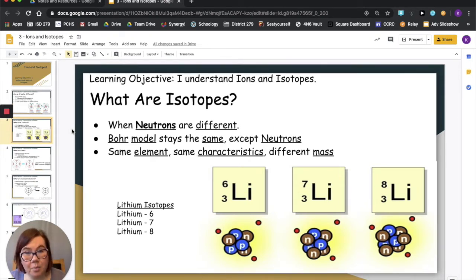It's the same element. It pretty much has the same characteristics, except it has a different mass. This can affect things like radioactivity. You might have heard the term isotopes if you ever read anything about radioactivity. But for the purposes of our class, we just need to know that it gives the atom a different mass.